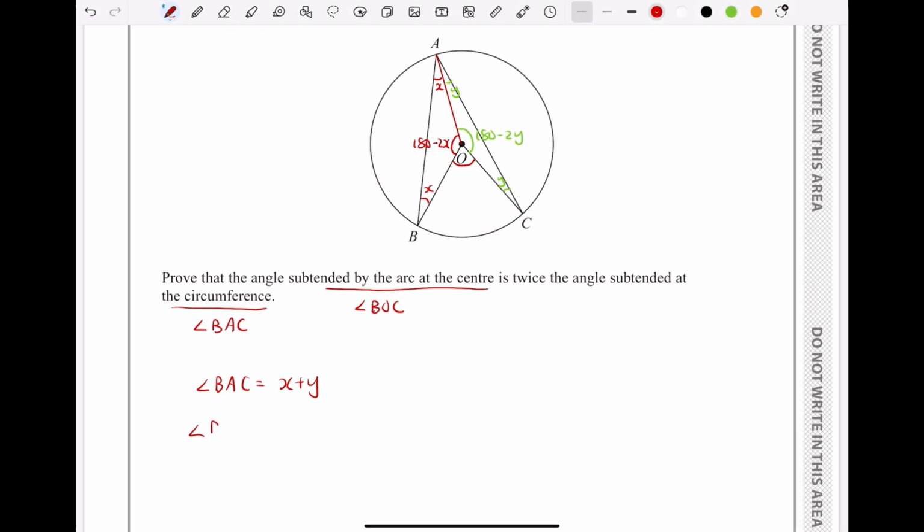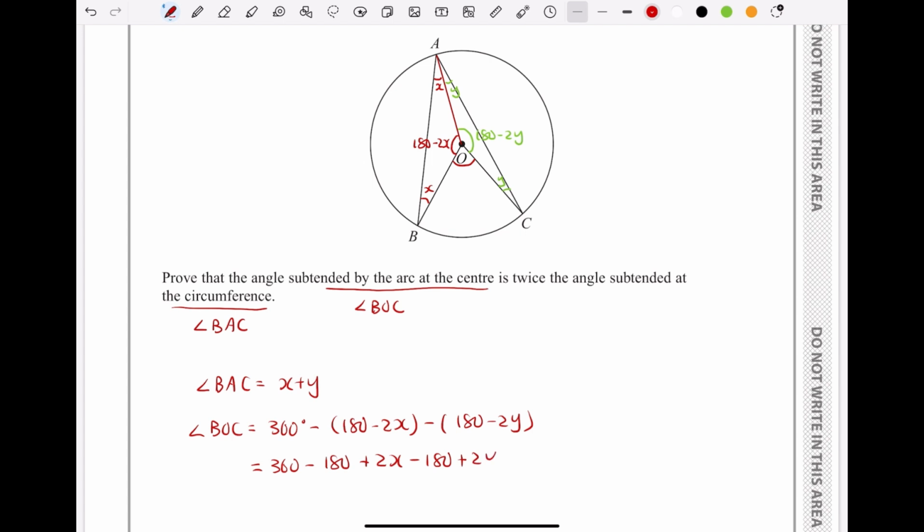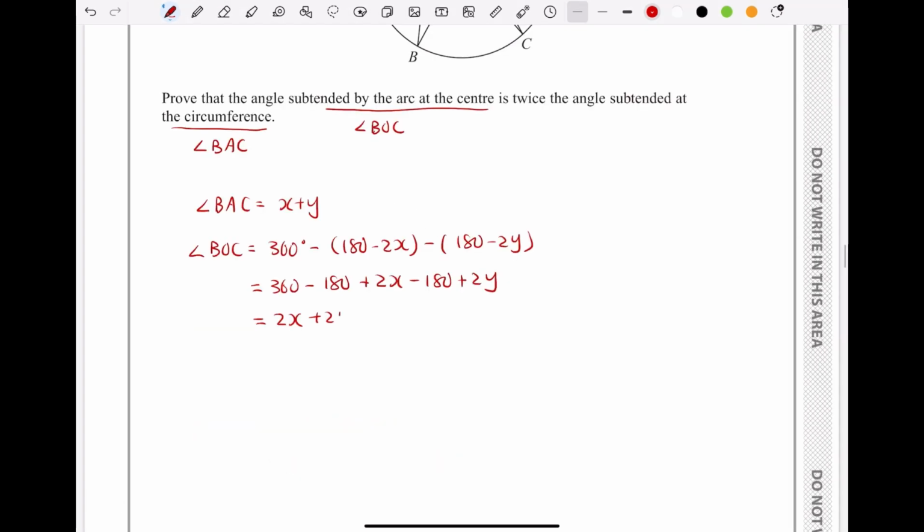Therefore, angle BOC is going to be 360 degrees, subtract (180 take away 2x), subtract (180 take away 2y). By expanding the brackets, we'll have 360, take away 180, plus 2x, take away 180, plus 2y. So we'll have 2x plus 2y, which is 2 lots of (x plus y), which is 2 lots of angle BAC. Therefore, we have proved the theorem.